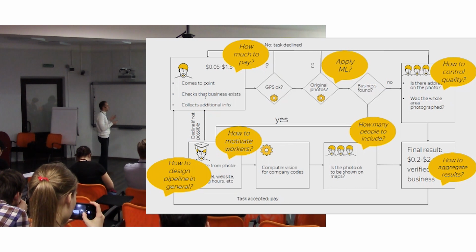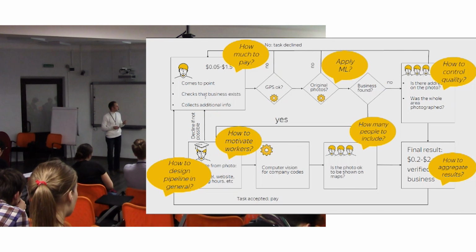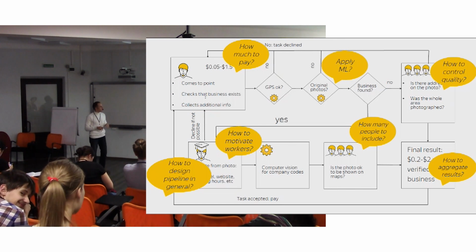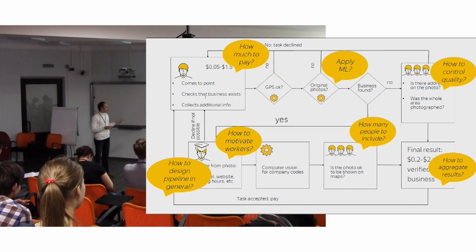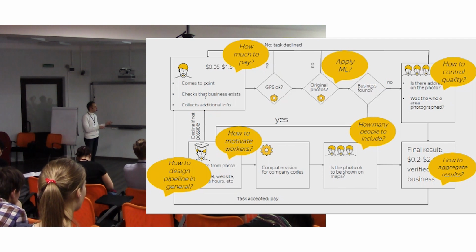Okay, another problem: how can we motivate our workers? Maybe we should use some techniques like in online games. Maybe we should use ratings for every person. Maybe we should use some achievements like, hey, you're a good guy, you photographed 10 different organizations today. And maybe how many people can we include in this last check? How many is enough to really say that, okay, we are sure now that this photo is okay, or the answer to any other binary question.